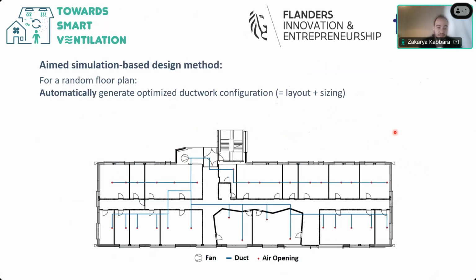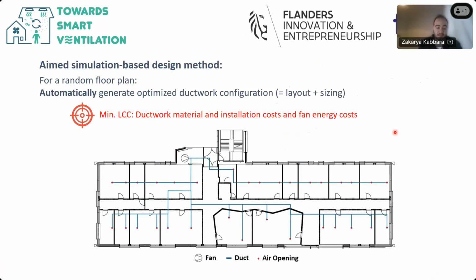And the optimization objective here is to minimize the life cycle cost, and that includes the ductwork material and installation cost and the fan energy cost. By looking at the fan energy cost and keeping in mind that we are dealing with smart ventilation system, which means that we are dealing with variable occupancy behavior and partial load behavior, that means that the fan will be operating at partial load behavior as well.